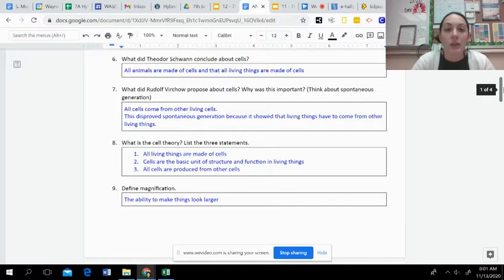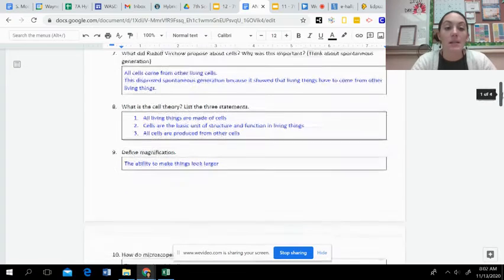And this was important during that time because spontaneous generation was around, and that was that theory that said living things can come from something that's non-living and can just appear. So Virchow's proposal that all cells come from other living cells was big because it disproved that spontaneous generation and showed that living things have to come from other living things. So then question 8 is important.